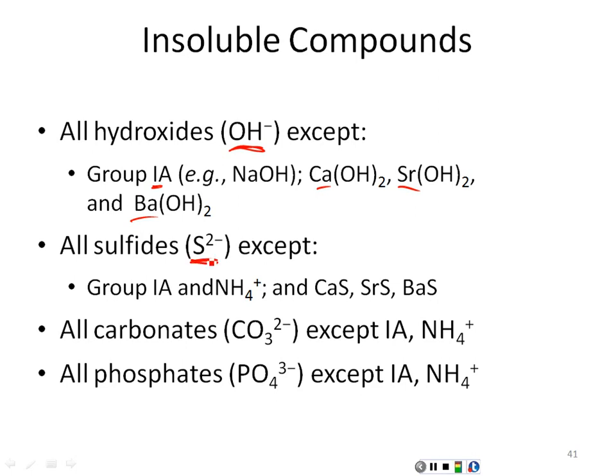All sulfides, that is S2-, those will be insoluble except, again, group 1A and ammonium and calcium, strontium, and barium. Those are, again, group 2A. And you should see a pattern there. All carbonates are insoluble except when they're combined with 1A metals or ammonium. And all phosphates are insoluble except, again, when they're combined with 1A metals and ammonium.